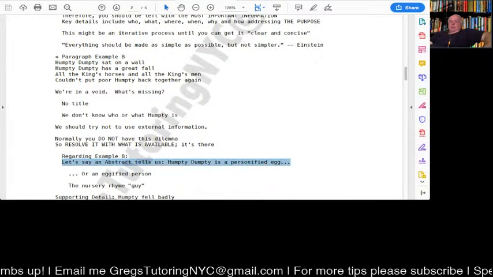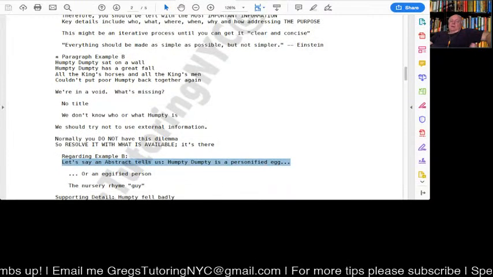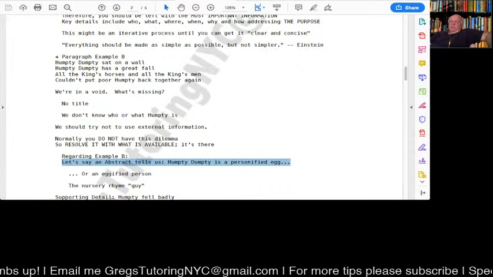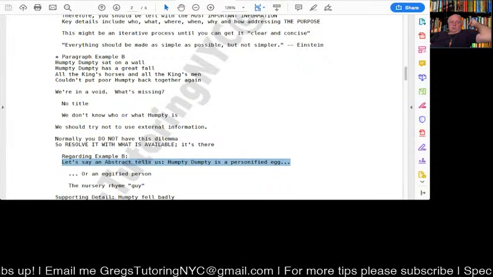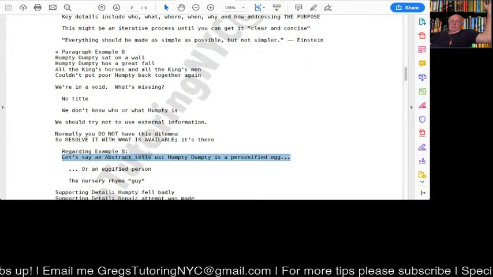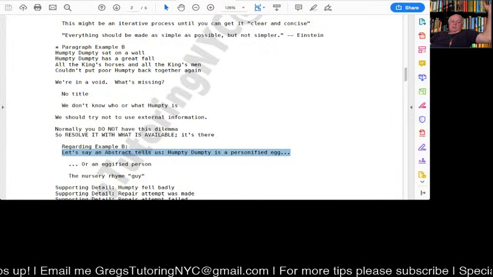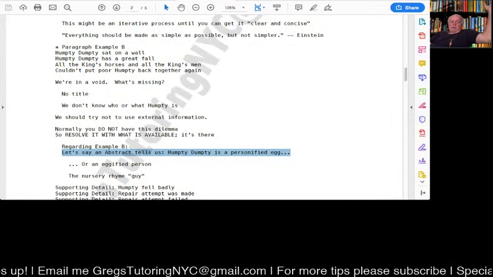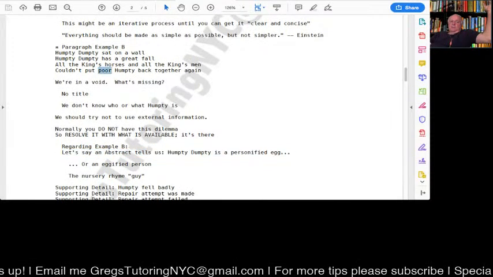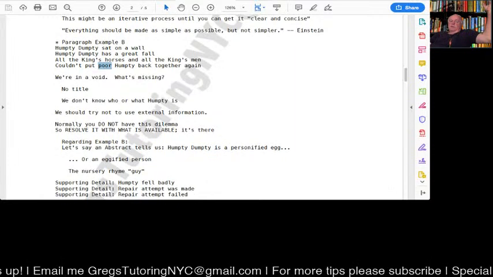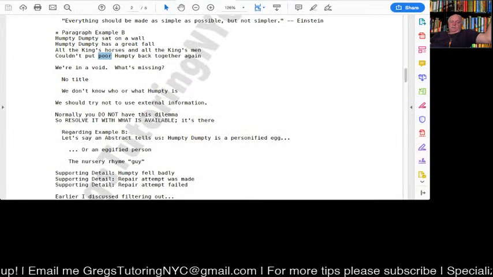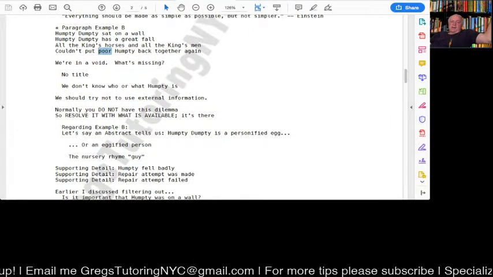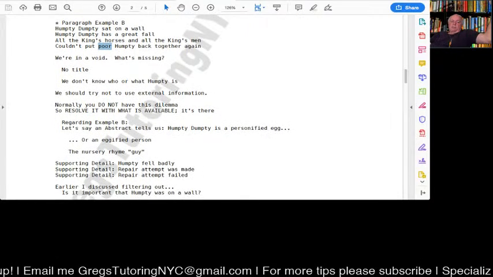So, we're trying to figure out the main idea of the poem, right? So we know there's a bunch of supporting details. Humpty Dumpty fell, and he fell badly. A repair attempt was made. We know that was made in the last sentence here. And furthermore, the repair attempt failed. So earlier I discussed filtering things out. Is it important that Humpty Dumpty was on a wall?